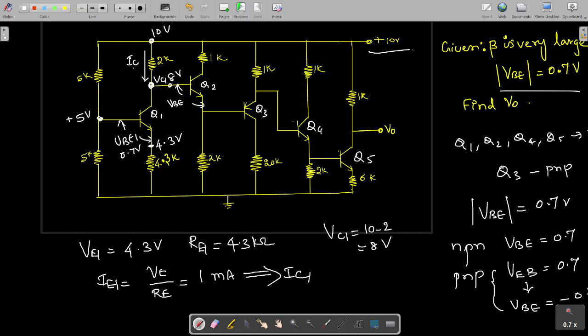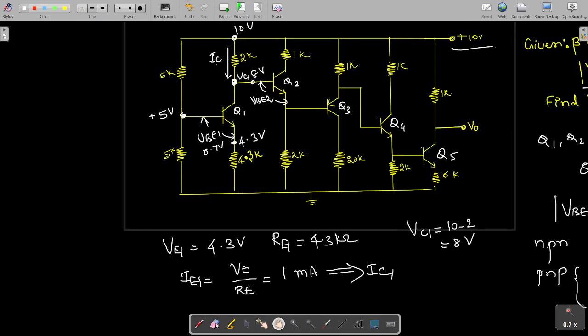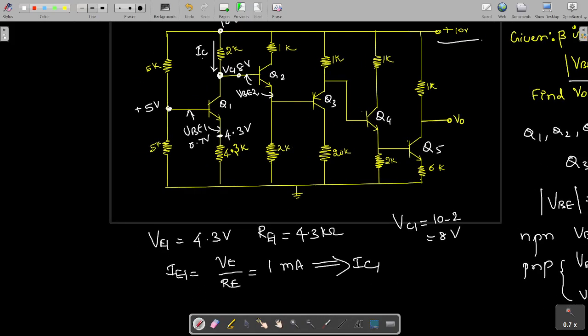VBE, here you can take it as VBE1, it can be considered as VBE2. So VBE2 is actually equal to how much again? If you check, that is also 0.7 volts. So at this point if you measure, it is nothing but VE2. That VE2 will be equal to VC1 minus this VBE2, right? So it is 7.3, because this is 8 volt, minus 0.7 volt. So we will be getting this as 7.3. So this VE2 is 7.3, and that 7.3 will be appearing at this point.